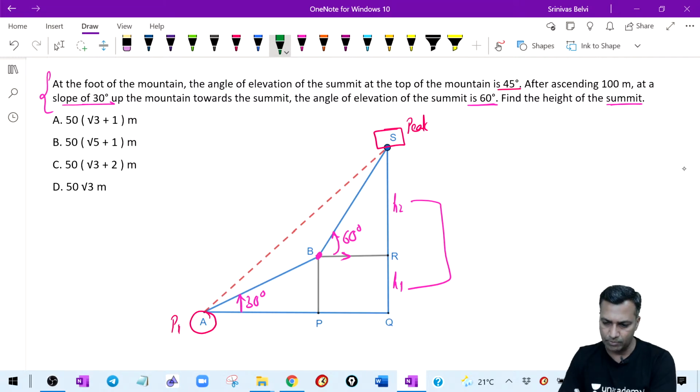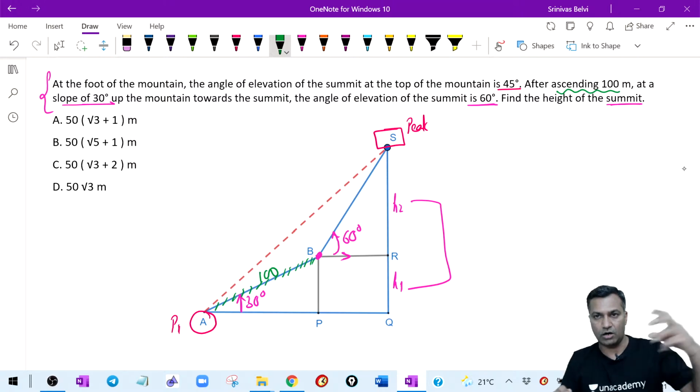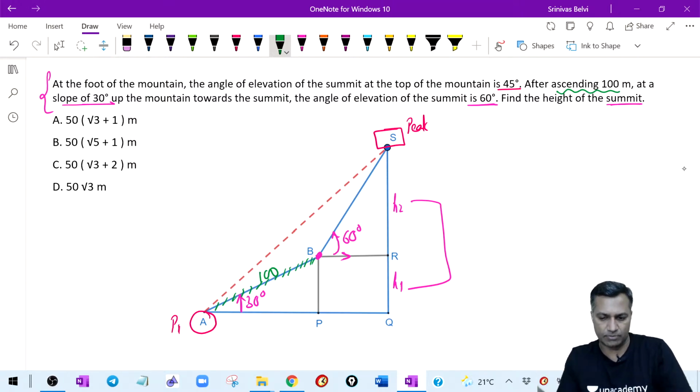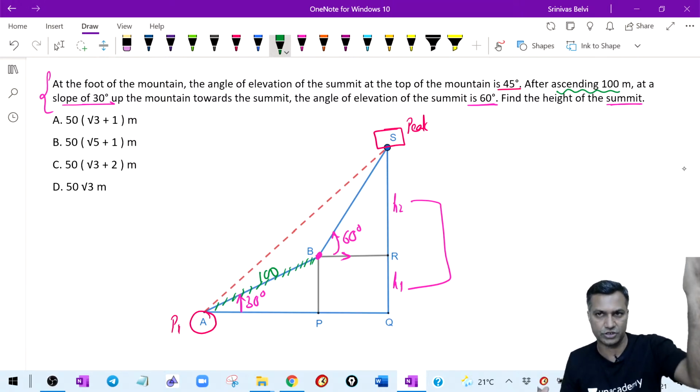Okay, this particular number was 100 meters. This is 100, this is 100. It's given after ascending 100 meters. This particular length is 100. So he measured it. What is the distance he measured? Assume that he has something like an odometer that he can measure, count. So he went up by 100 meters.